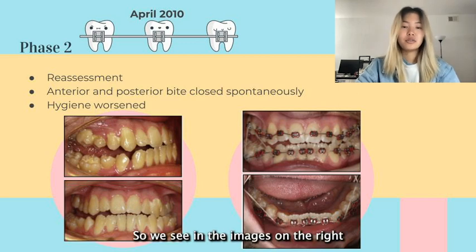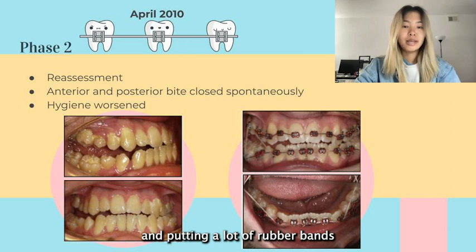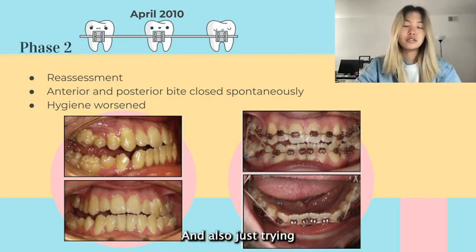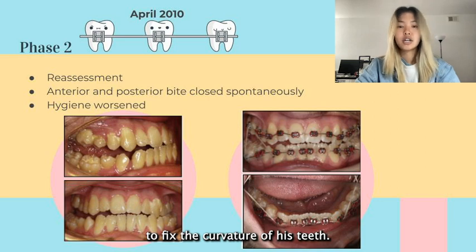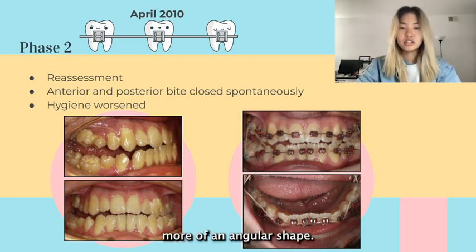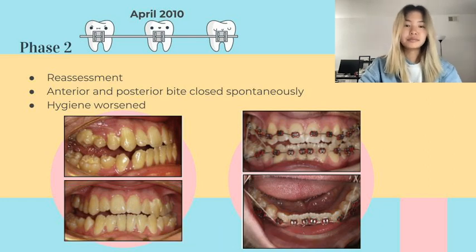orthodontic treatment. So we see in the images on the right that they began placing the brackets and putting a lot of rubber bands in order to fix a lot of that rotation that we talked about, and also just trying to fix the curvature of his teeth. We see in the bottom image that his bottom teeth don't make a nice curve, and it kind of comes more of an angular shape. So just being able to round that out was essentially the goal.